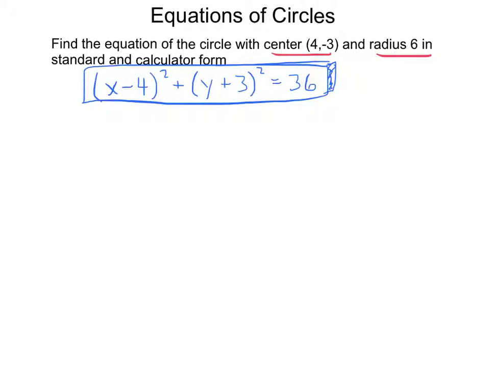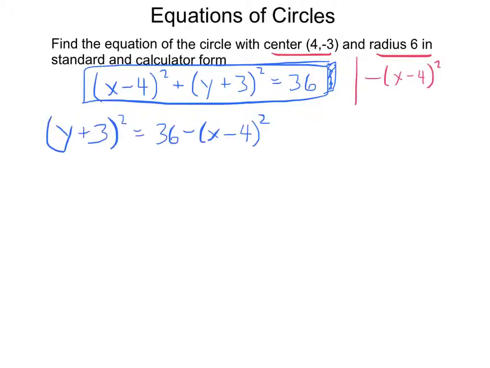To get it into the calculator form, I need to solve for y. So I asked myself, what's happening to y? Well, I'm adding 3, order of operations, then I'm squaring it, then I'm adding this whole thing over here. So that's the first thing I need to undo. I'm going to subtract that to the other side. I'm not going to expand this out, I'm going to keep it as it is. Now what's happening to it is I'm adding 3 and then I'm squaring it. So I need to undo that squared part.